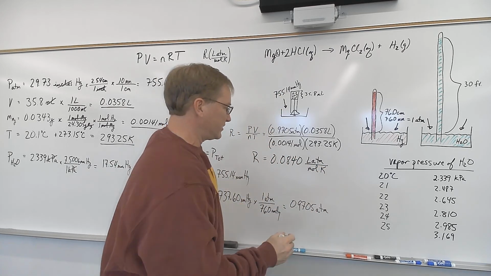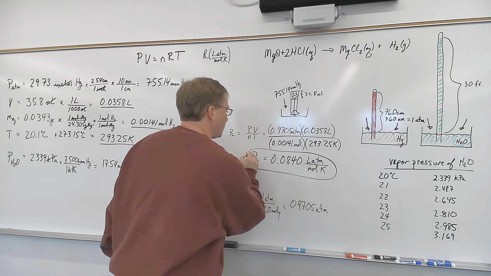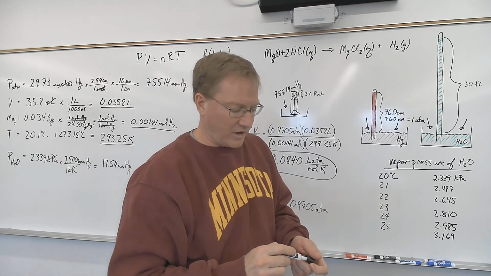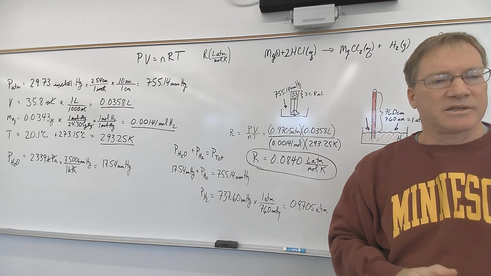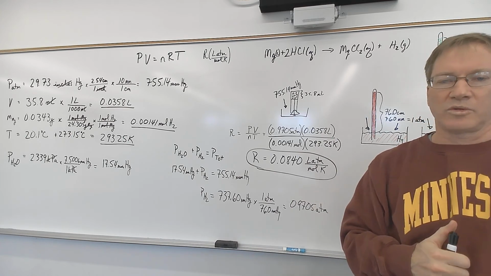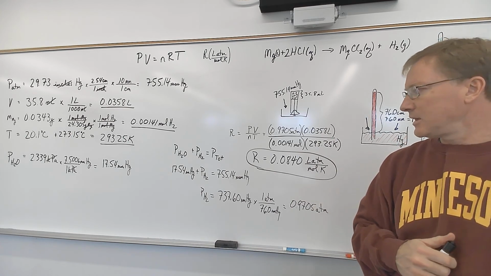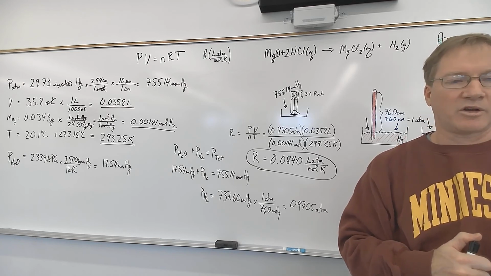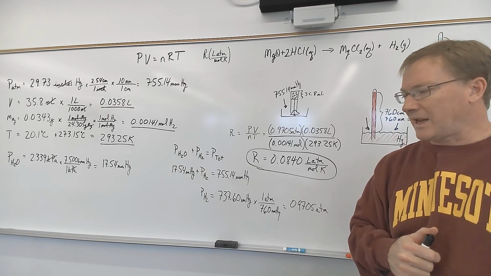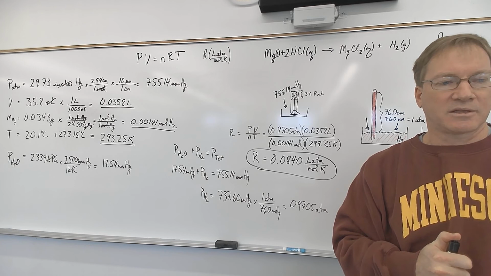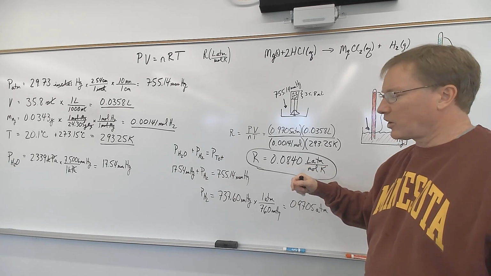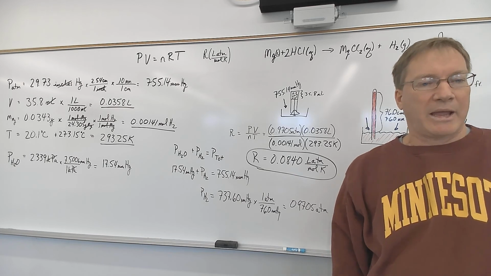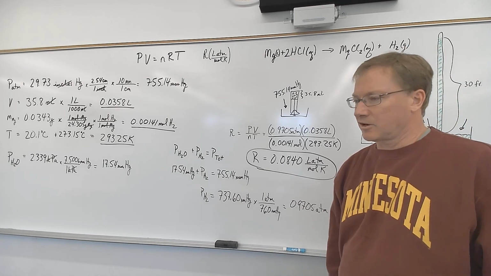All right, and so that is my calculated value of R. That value is very similar to the value that we would expect. If you look up the value for R, you'll find that the value is 0.08206 liter atmospheres per mole Kelvin. So 0.082 versus 0.084, not bad for this particular experiment.